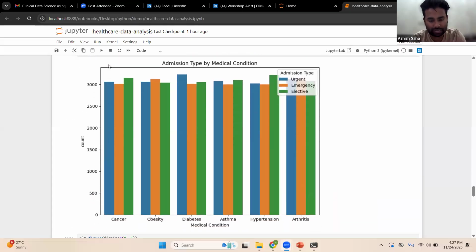Now, if I talk about the admission type by medical condition, you can see cancer has elective count. In my data, the most common admission type for cancer is elective, right? And if I talk about diabetes, it is urgent. In my hospital, diabetes patients have a highly urgent admission type. So I need to keep diabetes doctors who can handle it in my emergency ward, because most of the people are coming in urgently with diabetes.